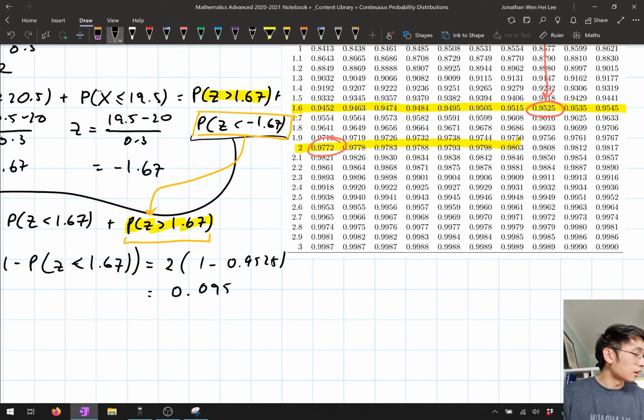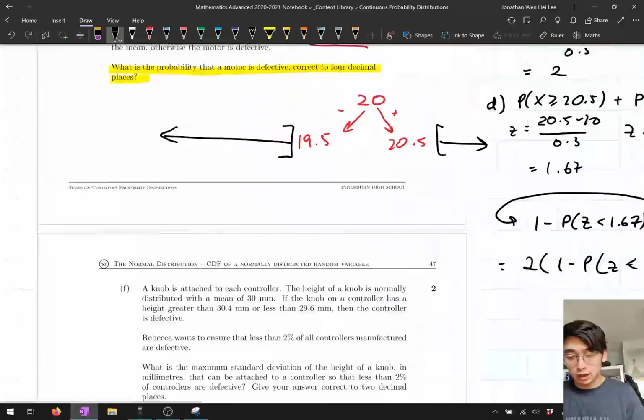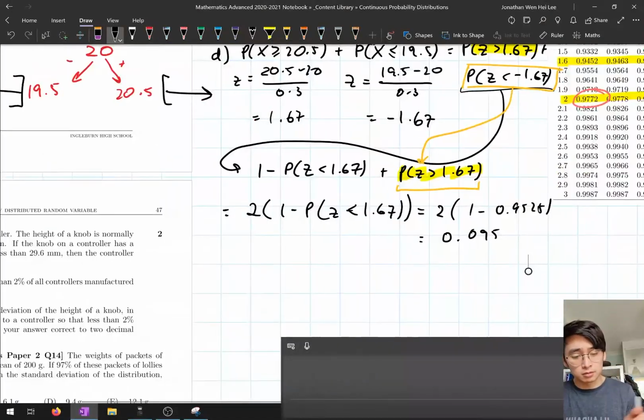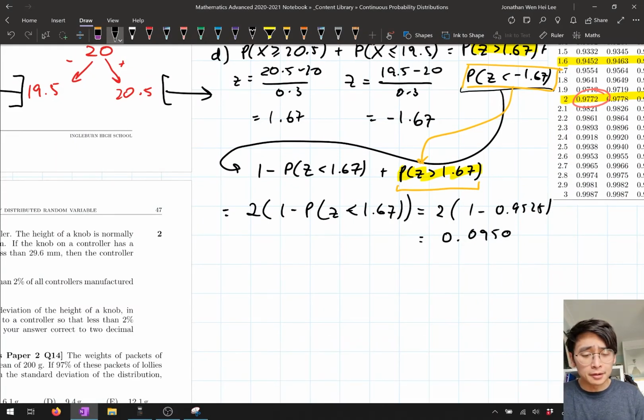Let me just check that with the answers I had before. Okay, that's what I get there. It's 4 decimal places, so it should be fine. Okay, cool. There we go. That's how we can find the probability for this one.